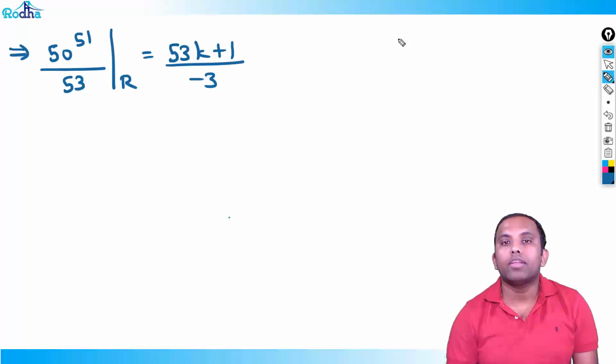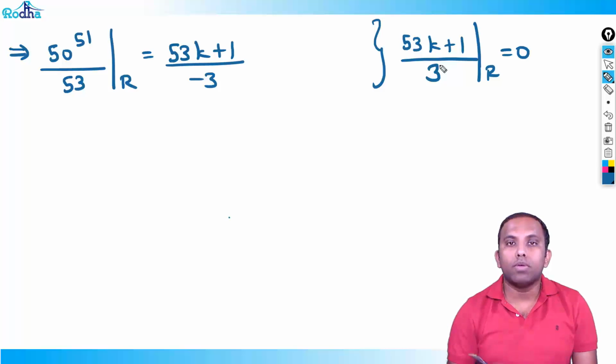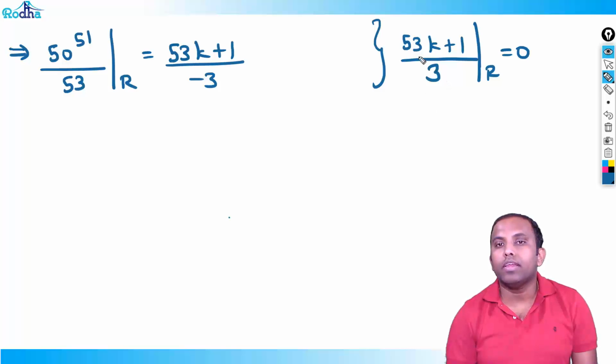Now the second way, we can use a method to solve it. What I want is 53k plus 1 to be divisible by 3. If it is to be divisible by 3, the remainder has to be 0. So now 53 by 3, what is the remainder? 3 into 18 is 54, so it is minus 1. And what is the remainder of 1 by 3? 1 only. So it is minus 1 into k plus 1 divided by 3, and the remainder is 0.